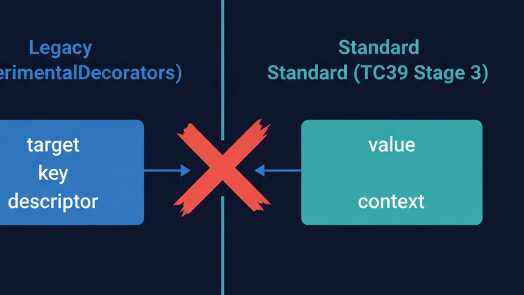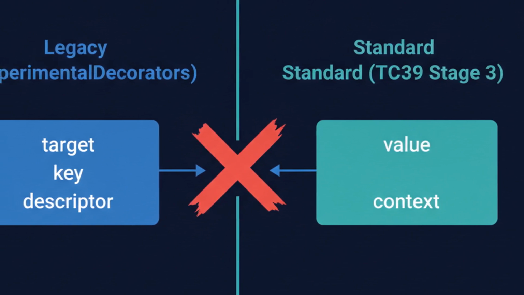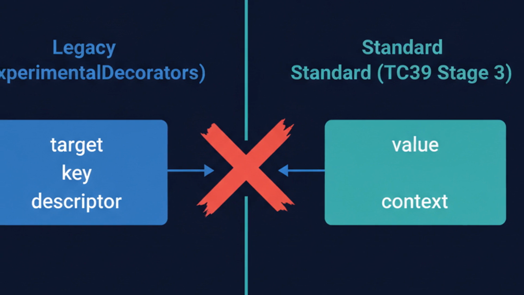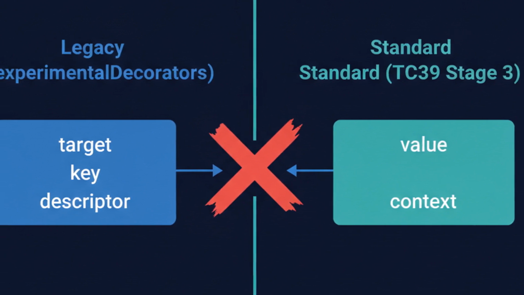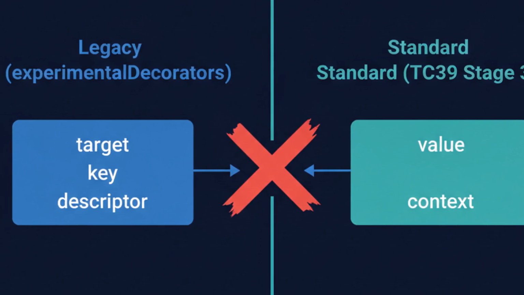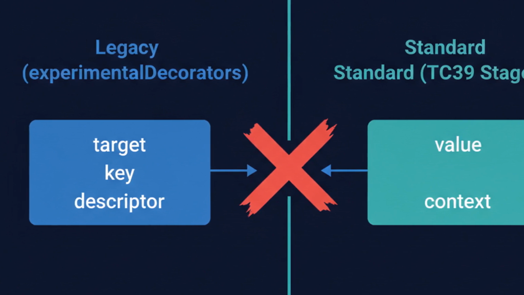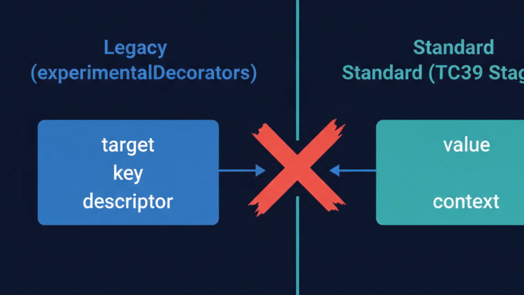Decorators have lived two lives in TypeScript. The old life was the legacy experimental decorators behind the experimental decorators flag, used everywhere in Angular and NestJS. The new life is the TC39 Stage 3 standard, shipped natively in TypeScript 5.0 and refined through the 5.x releases. These two are not compatible. They take different arguments, run in a different order, and behave differently at runtime. Today we focus entirely on the modern standard.